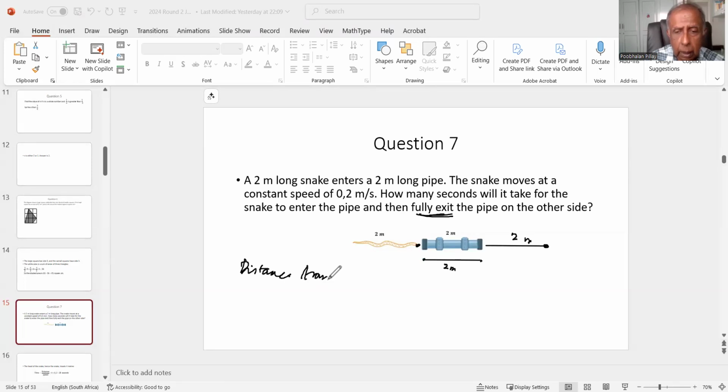Traveled. As I said, you take the point, this, which is the head, and see how far that has traveled. If you think of the whole snake, then you might get confused. Distance traveled is 4 meters. Okay, so in 1 second, it covers 0.2, so it's 2/10 meters. And now you want to cover 4 meters. And you want to know how many seconds.